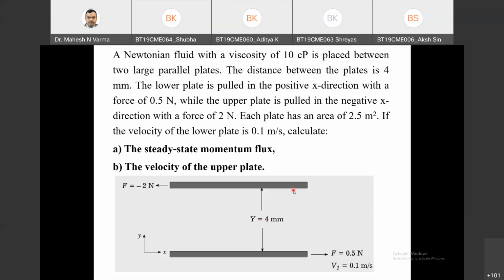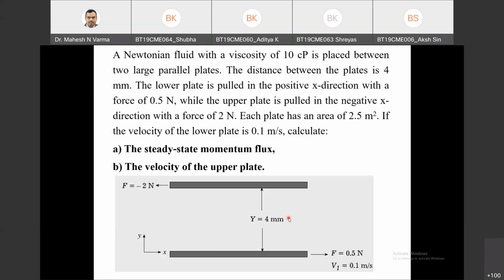Yes. So if we consider the velocity of the upper plate as v2, then v2 minus 0.1 divided by this distance, 4 into 10 to the power minus 3, is equal to the velocity gradient, minus 100. So from that we get 0.3 meter per second in the negative x direction. Yes, 0.3. So anybody else getting this answer? You can write in the chat box. So everybody is getting this.